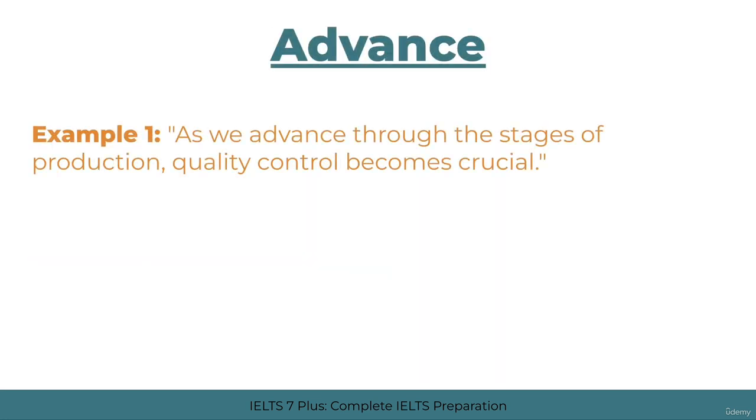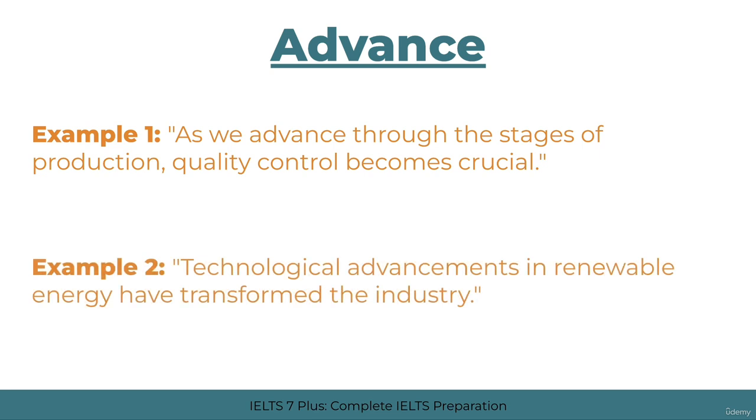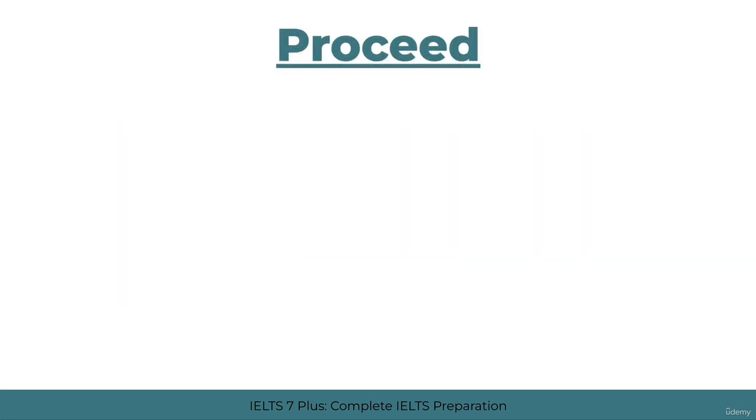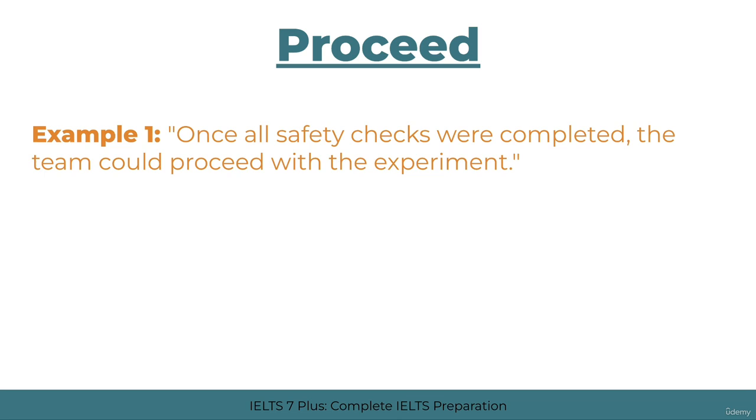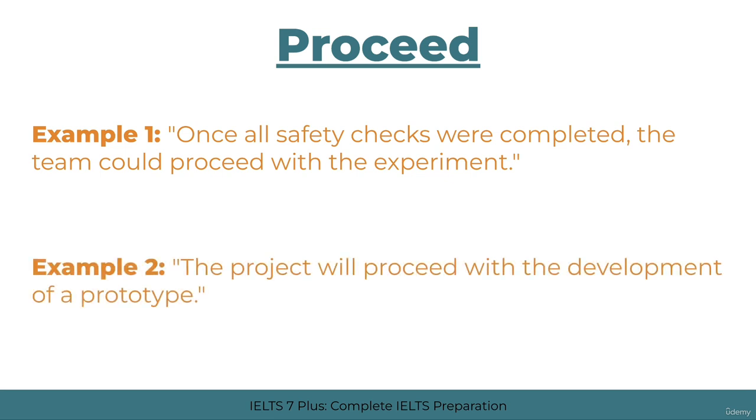Advance. As we advance through the stages of production, quality control becomes crucial. Technological advancements in renewable energy have transformed the industry. Proceed. Once all safety checks were completed, the team could proceed with the experiment. The project will proceed with the development of a prototype.